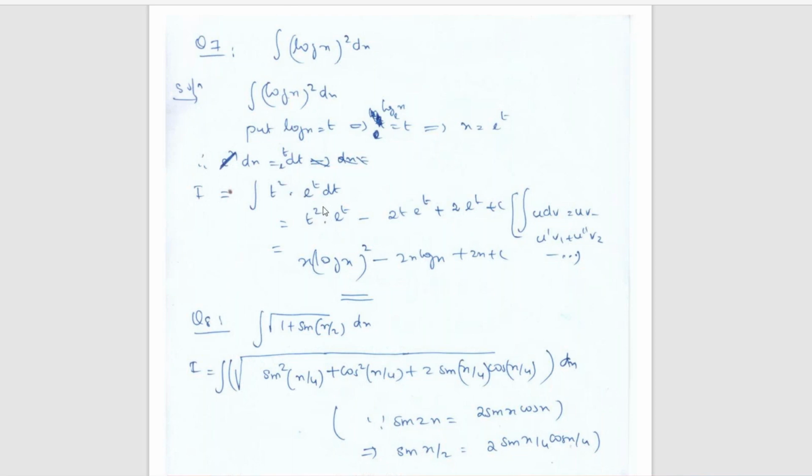What is v? Since dv is e power t dt, integral dv is integral e power t dt. If you integrate e power t with respect to t, then you will be getting e power t. What is integral e power ax dx? What's the formula? Integration e power ax dx.